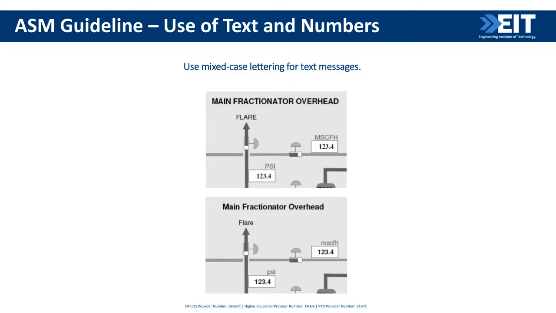Okay, so this one is use of text and numbers. As you can see, use mixed case lettering for text messages, right? If you have an isolated word, uppercase text is recognizable and easy to read, while if you have a sentence, then a combination of upper and lower case print is easier to read. The example is the main fractionator overhead on the top picture. It's easier to read in sentence case, as opposed to flare, which is a single word and easier to read in uppercase.